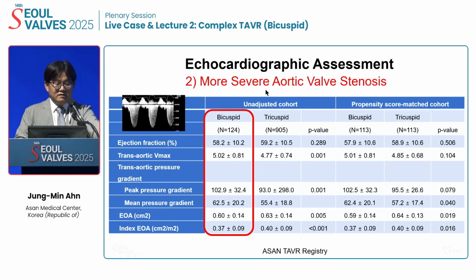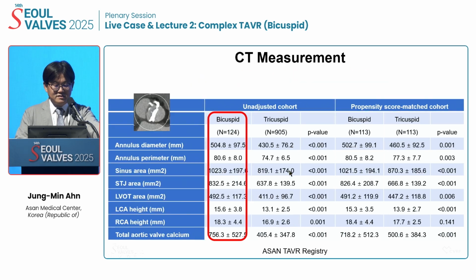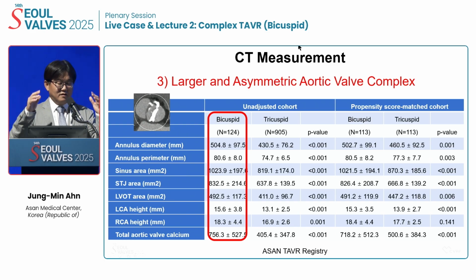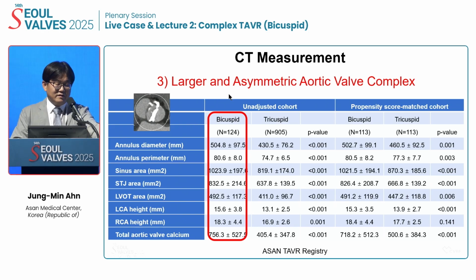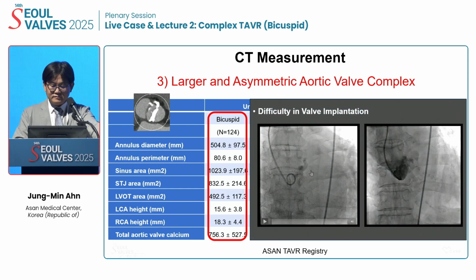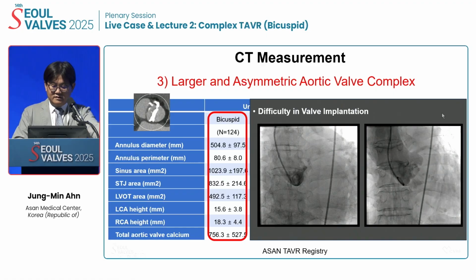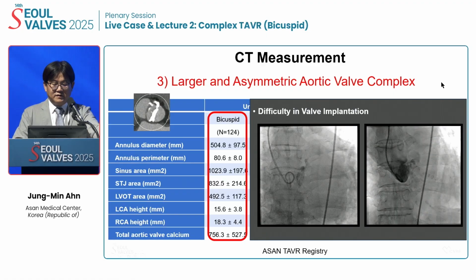In addition, bicuspid aortic valve has more severe aortic valve stenosis. The transvalvular velocity is higher than in the tricuspid aortic valve population. CT shows that the aortic valve complex is larger, coronary height is higher, and it is asymmetric. Like this, very asymmetric and a larger aortic valve complex.